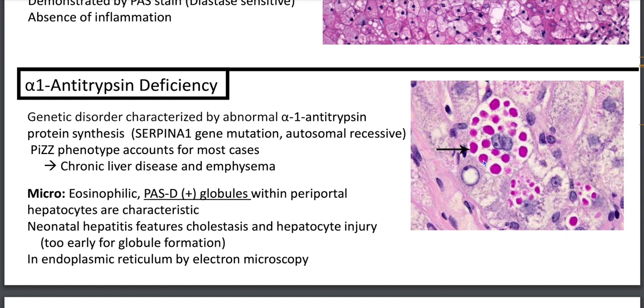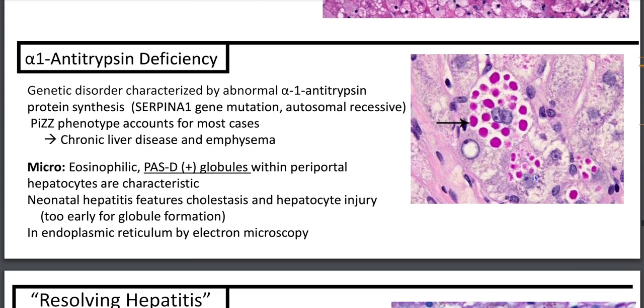You'll see eosinophilic PAS diastase positive globules within the periportal hepatocytes. Neonatal hepatitis features cholestasis and hepatocyte injury because it's too early for globule formation. And you see it in the endoplasmic reticulum by EM.